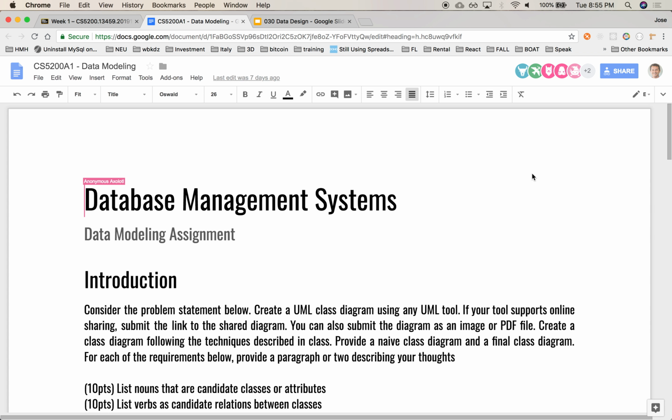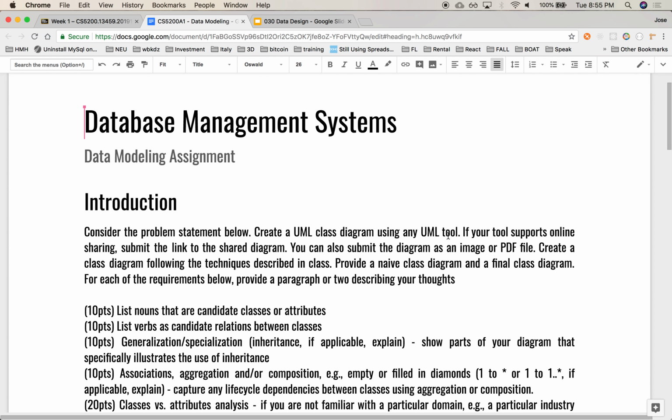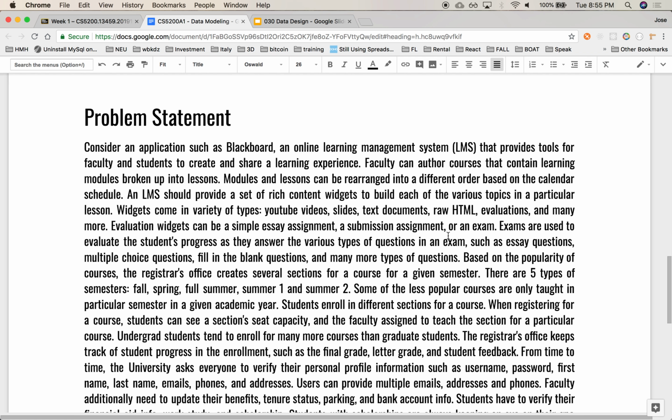About your first assignment. Your first assignment asks you to create a UML class diagram based on the following requirements. You are given a problem statement about building a course management system very similar to Blackboard. We're going to call it Whiteboard instead. So you would imagine all the different concepts that would be associated with a whiteboard.